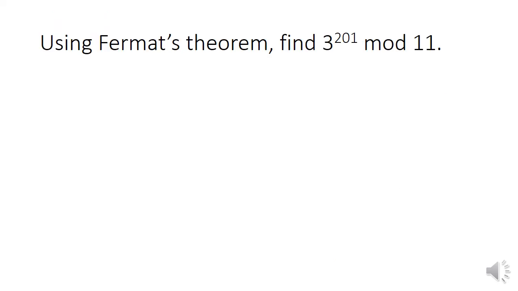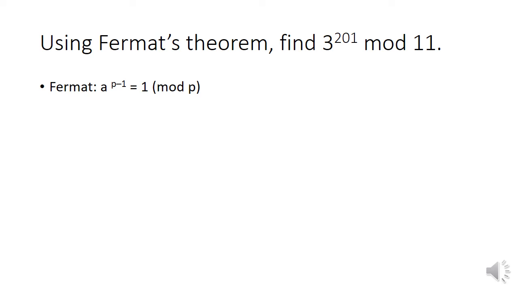In the next question, we have: using Fermat's theorem, find 3 power 201 mod 11. So remember that Fermat states that a power p minus 1 equals 1 mod p, where p should be a prime number and a is a positive integer, and a and p are relatively prime, meaning that a and p don't share any common factor.